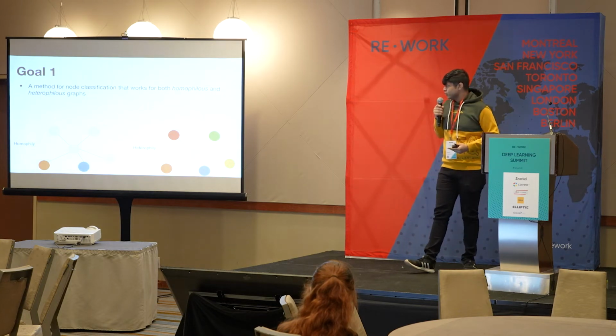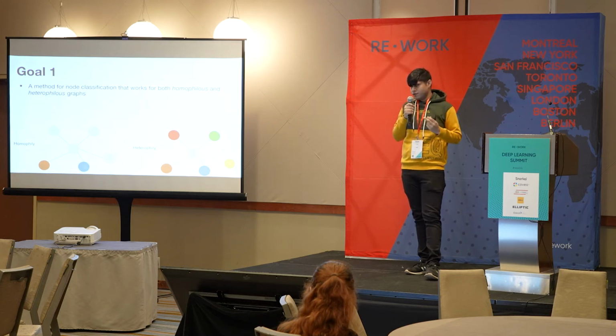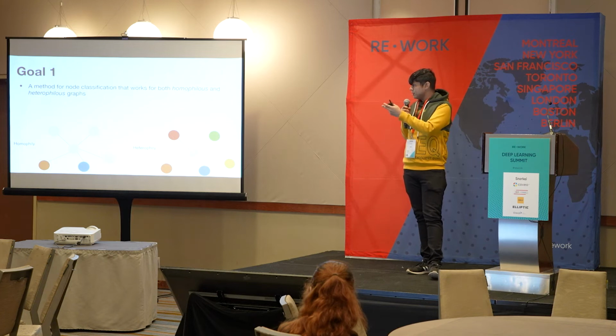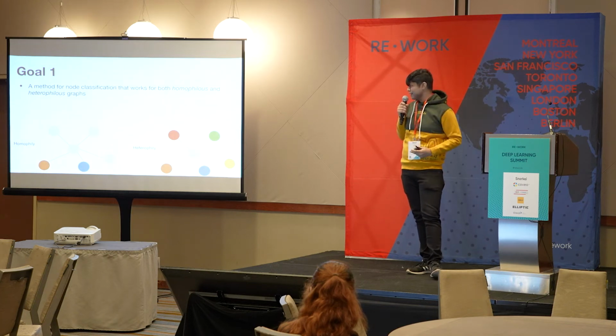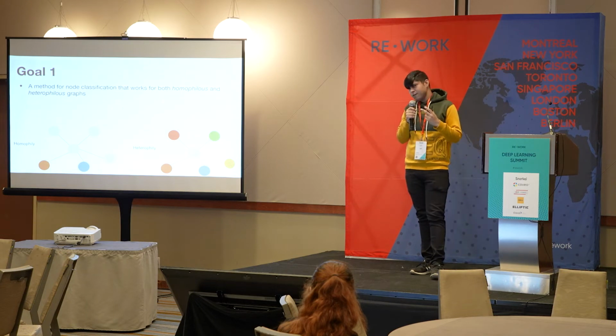So one of those goals was to get a node classification method that works on both homophilous and heterophilous graphs. Now, what is a homophilous graph? On the left is an example of a homophilous graph. A homophilous graph is a graph where 2 connected nodes have the same color.